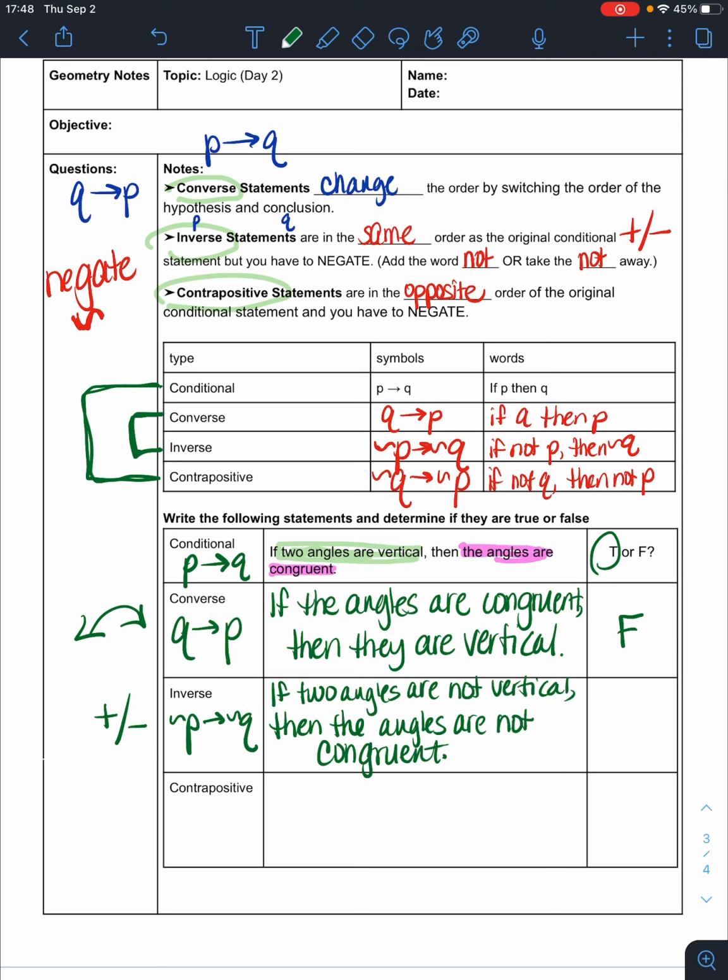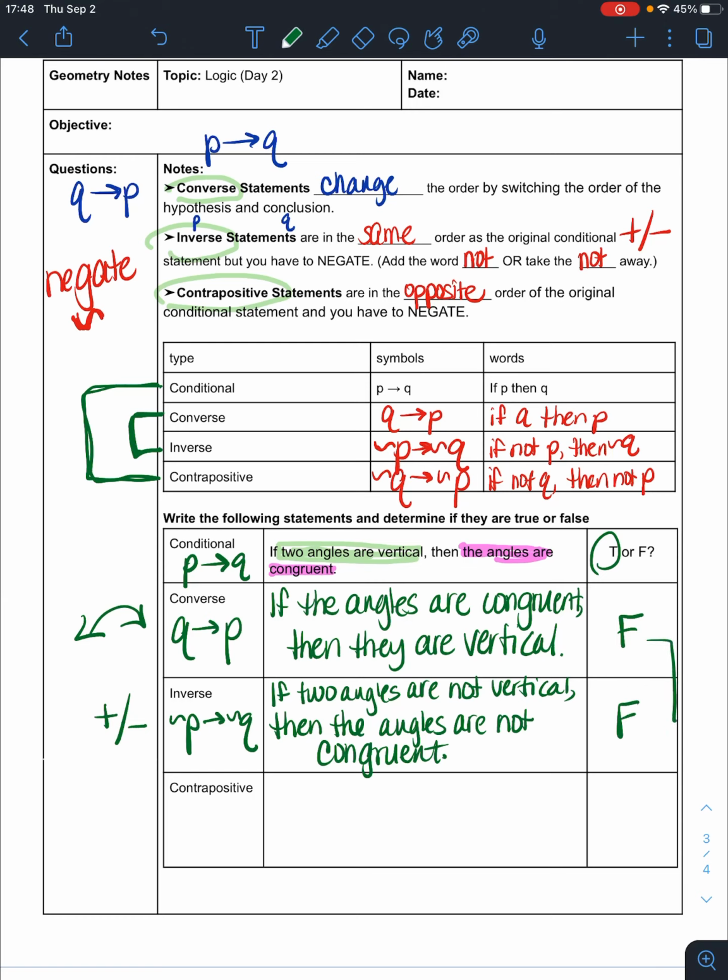Okay, now this is where you see it gets a little more complicated, because it says if the two angles are not vertical. So now we have angles that are not vertical. Imagine just two random angles, then they're not congruent. Well, you're saying that if they're not vertical, then they can't be congruent at all. And that's not true.